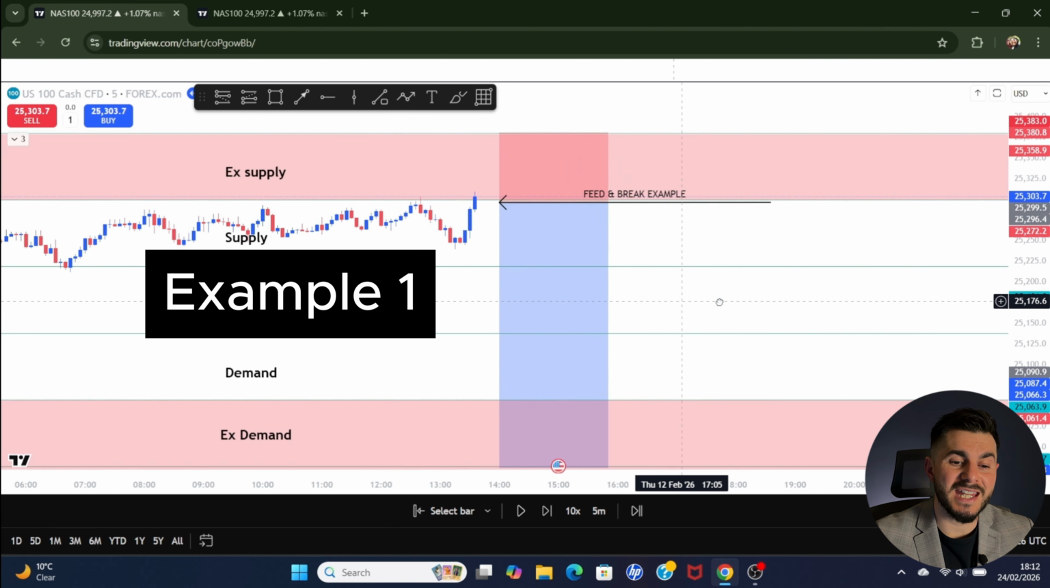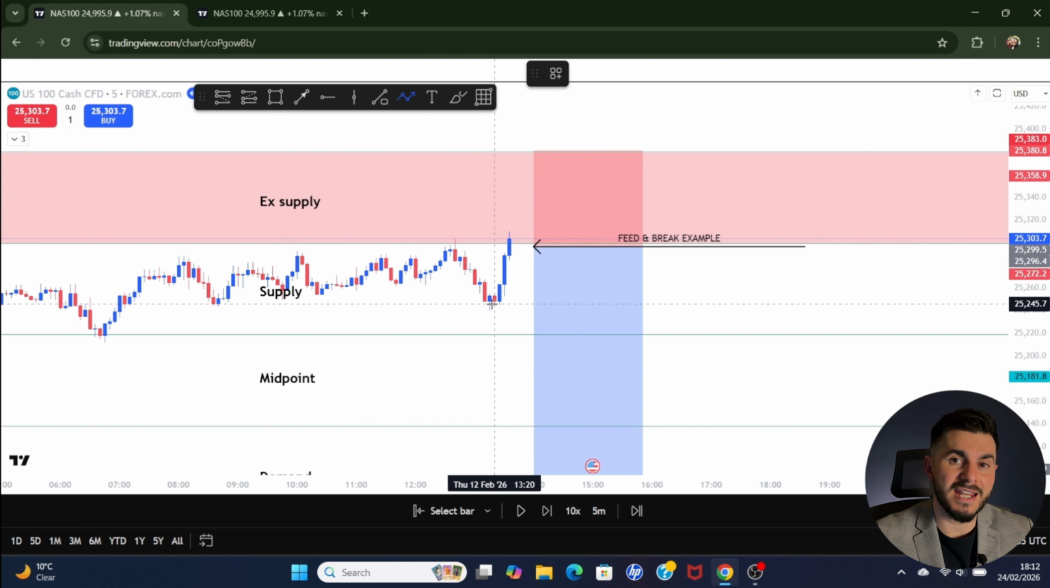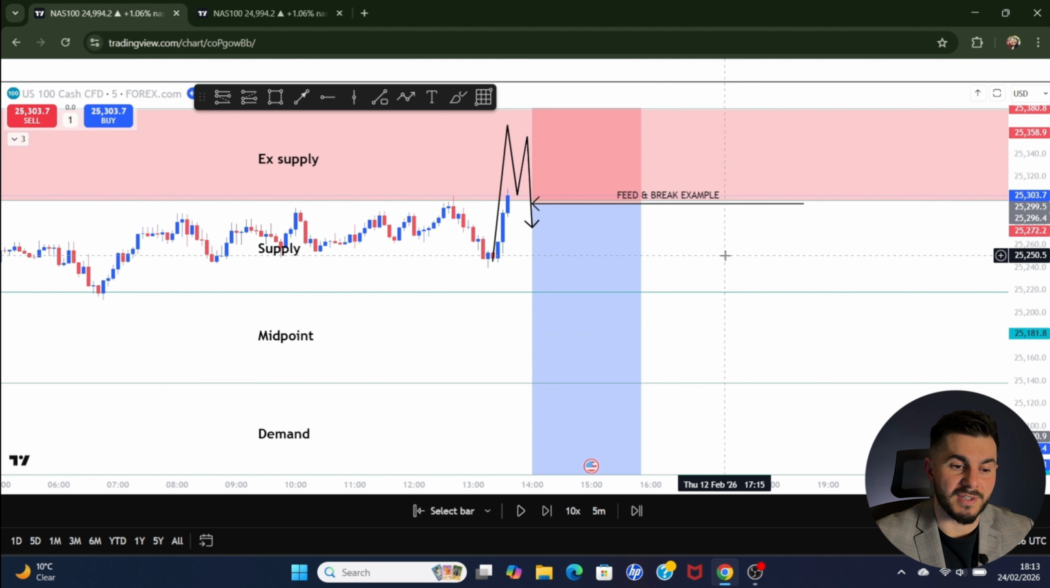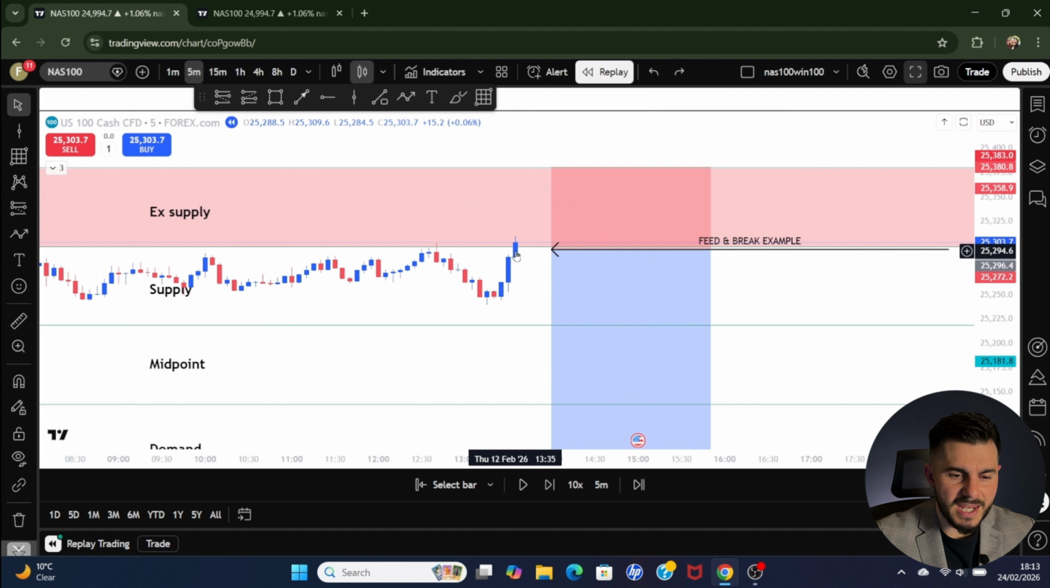Number 1, feed and break. So a feed and break is where price moves into our zone, the price stalls, and then reverses. And we trade this off of extreme supply or extreme demand in the internal structure of these zones. So you can see here that this candle has broken into our zone. Let's play this out one candle at a time so you know exactly what you're doing.